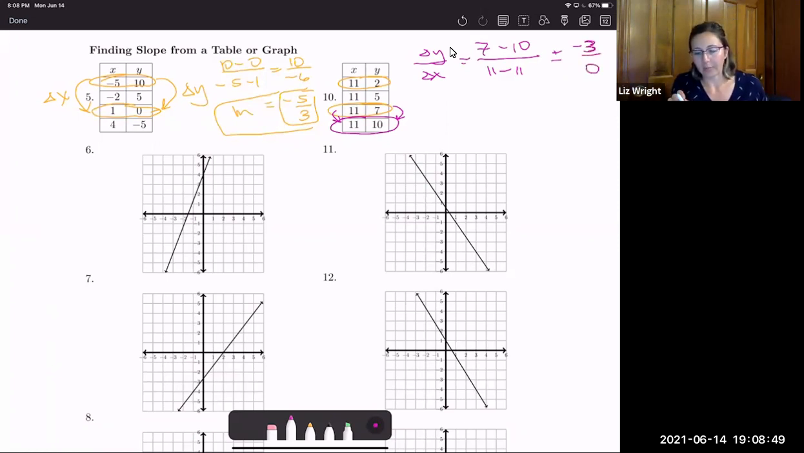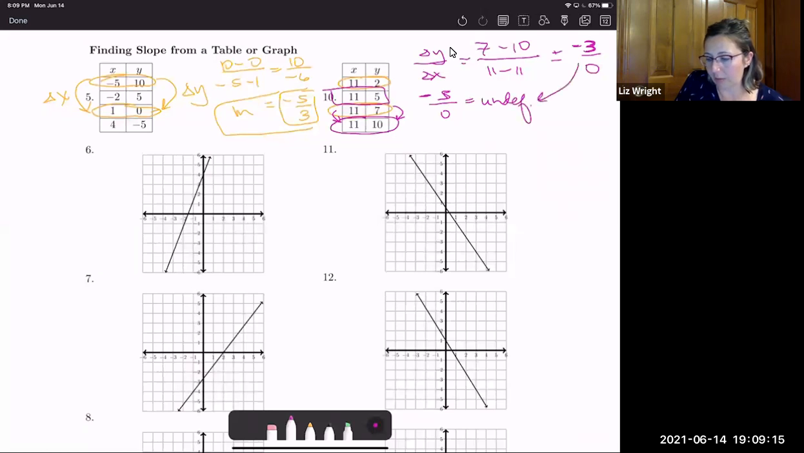I've had students ask me before, wait a second, let's say they did 11, 5 and 11, 10, and then they would get 5 minus 10, which is -5 over 0. And they're concerned about this being -5 and this being -3. But guess what? They're both over 0. So when they're both over 0, what do you get? You get undefined for this one, and you get undefined for this one.